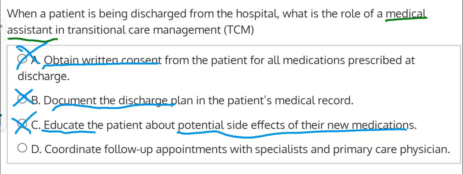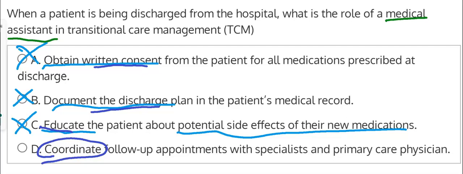And now looking at option D, coordinating follow-up appointments. So coordinate follow-up appointments with specialists and primary care physicians. And that is something that can be within the scope of practice of a medical assistant, because you're just coordinating, you're helping to make plans for the patient. It doesn't involve any sort of education, any sort of documenting a plan, any sort of obtaining consent, which would be more in the provider's scope of practice.